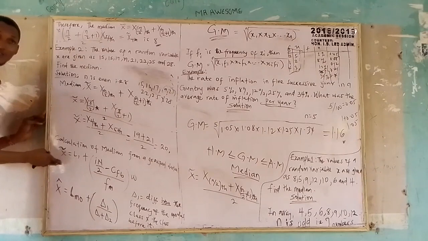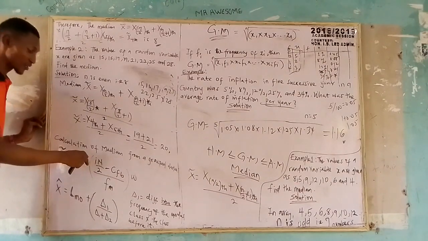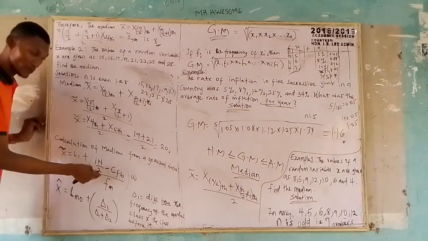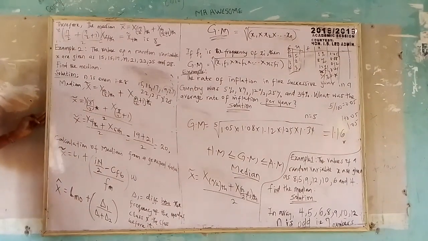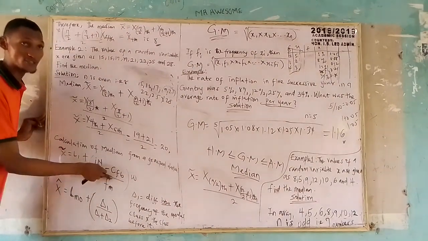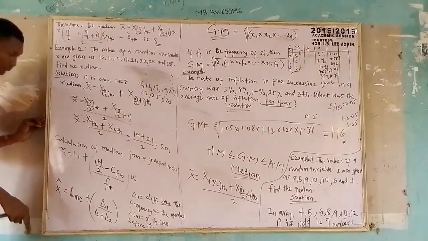Can we go? Median is what? Lower class boundary of the median plus number of what? Number of observations, N over 2, because it is median. If it's percentile, it's over 100. If it's decile, it's over 10. If it's hexadecile, that is what? 16. Right? So this is cumulative frequency before the median class.